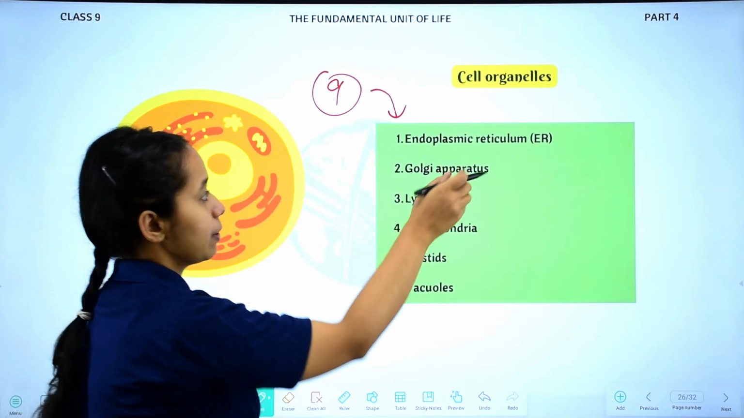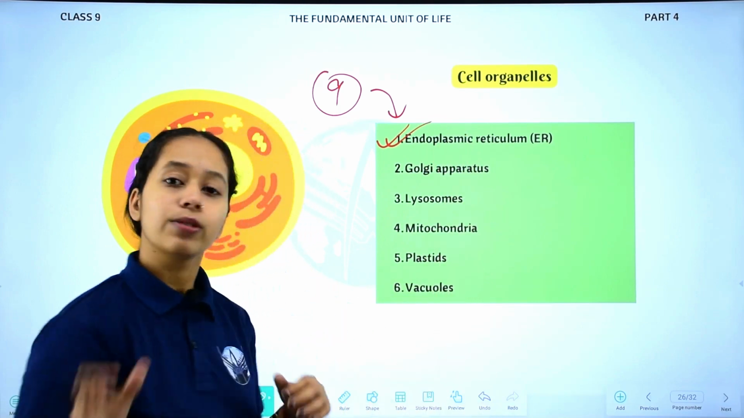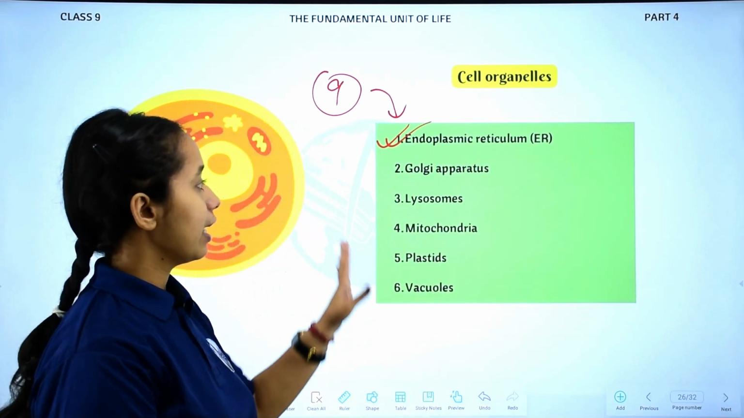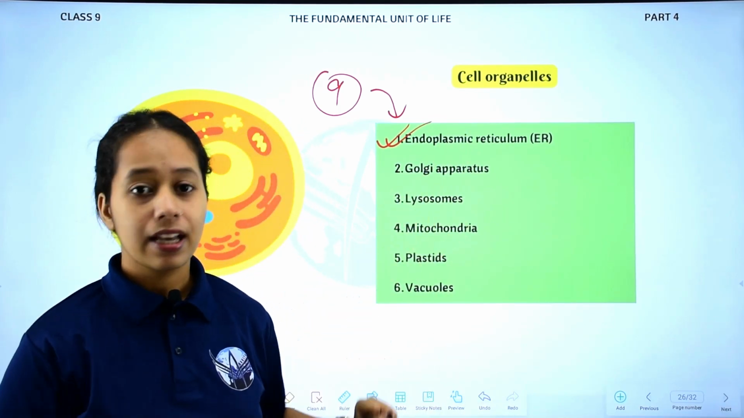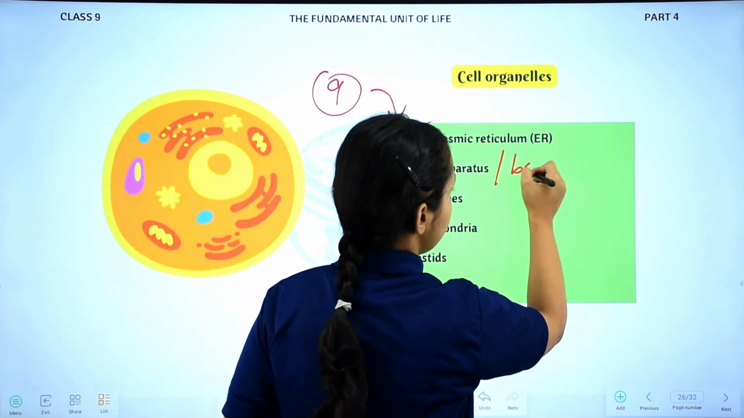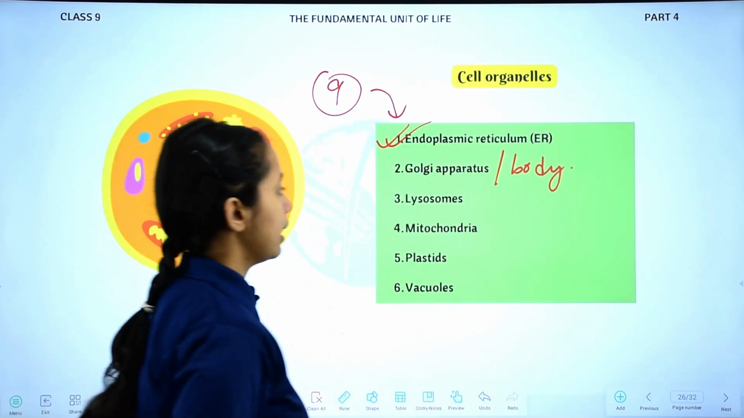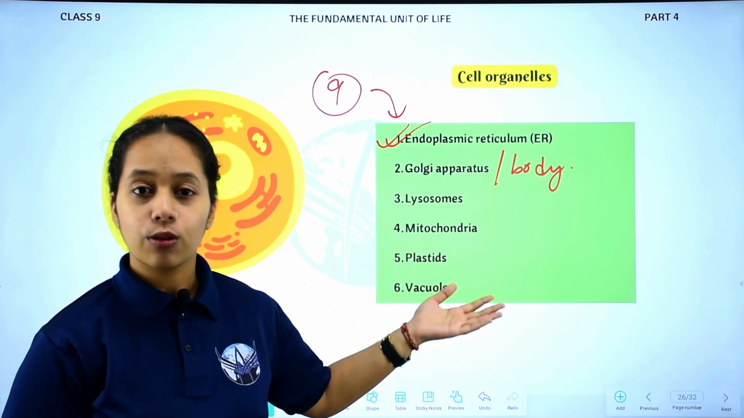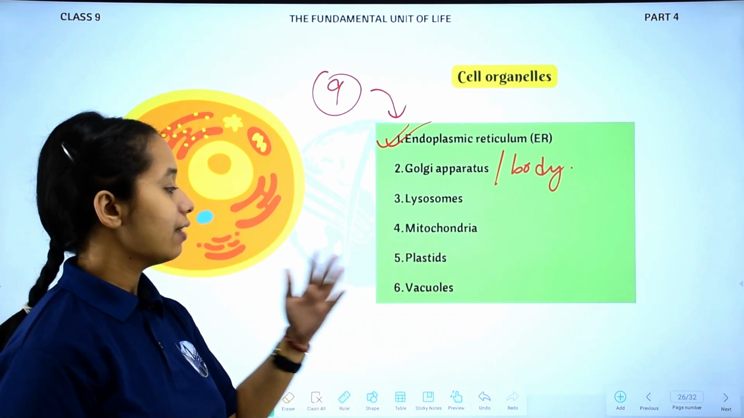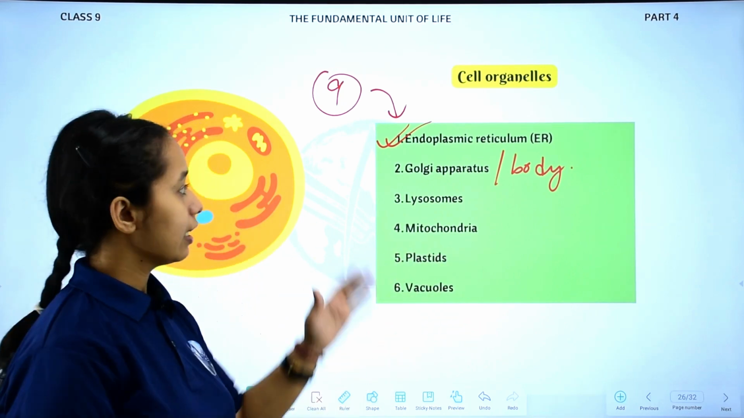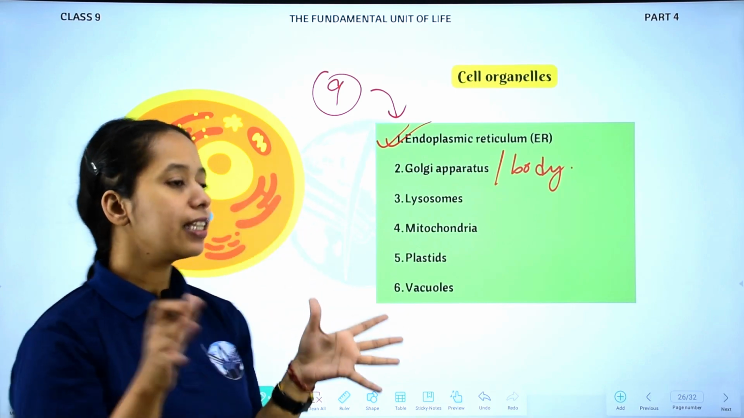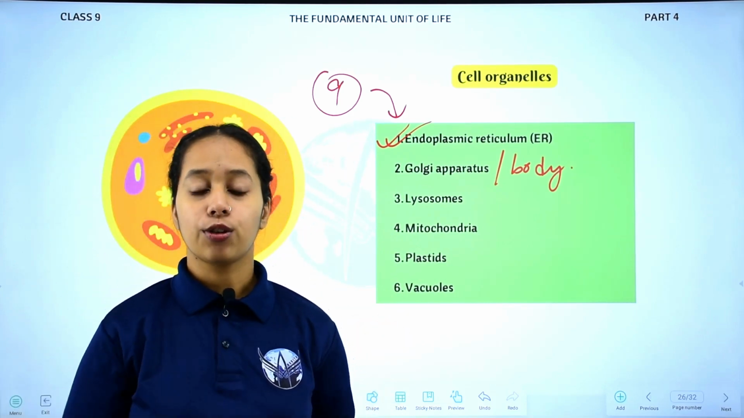Okay, endoplasmic reticulum, we will be studying this in our today's class itself. Then we have the Golgi apparatus, sometimes also known as Golgi body. Then we have lysosomes, then mitochondria, then plastids and vacuoles. In our today's class we will be focusing mainly on endoplasmic reticulum, in short ER.